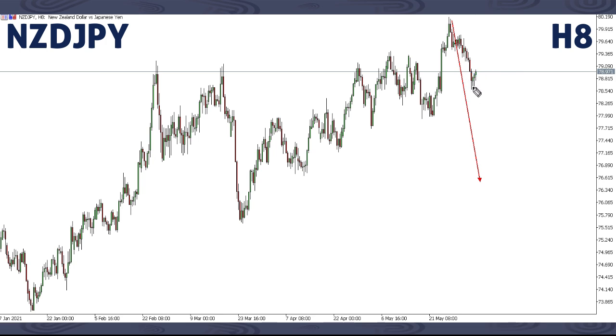Here we can also have an impulse move like this, then get a correction, then impulse, then down like that, all the way down to this area. That is what we are expecting on NZDJPY.